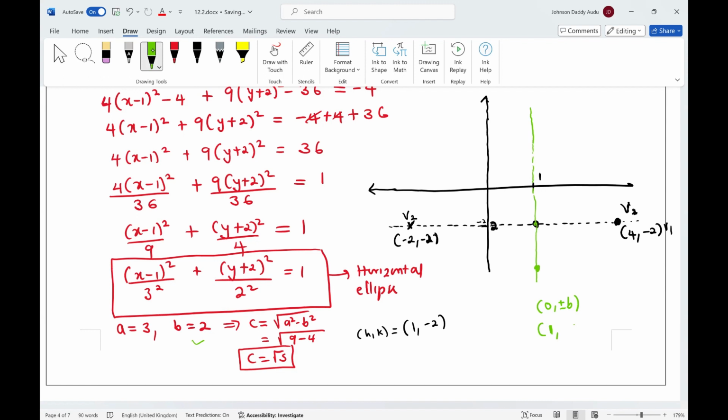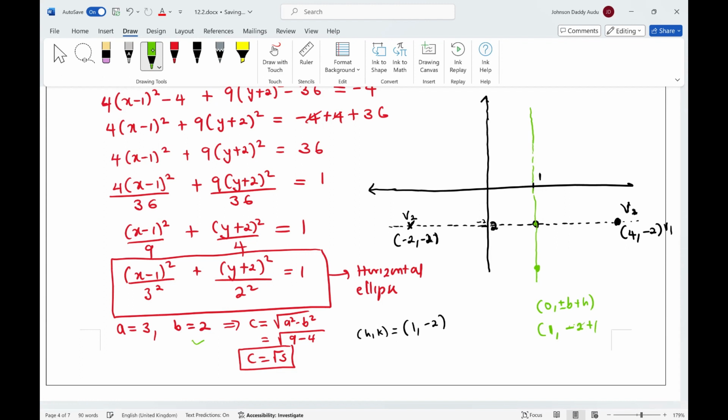So it means we're going to have minus 2, but we're also adding the h, which is our horizontal shift to the right. So all you need to do is you have 1 here, and here you have minus b. So this is just going to be minus 2 plus what? Plus 1. And that will give us what?